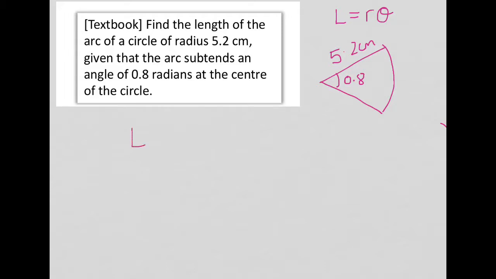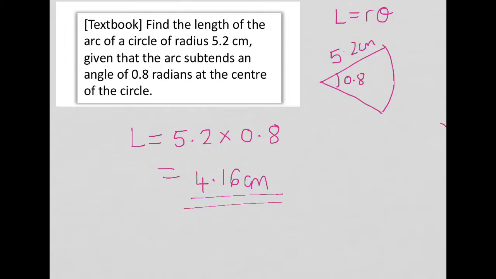L, the length of the arc, equals the radius, which is 5.2, multiplied by 0.8, and I type that in my calculator. So the answer is equal to 4.16 centimetres, and that's it. Really simple. Not a problem. I'm hoping for you to do that one. Copy it down, make sure you've got a good set of notes on that.